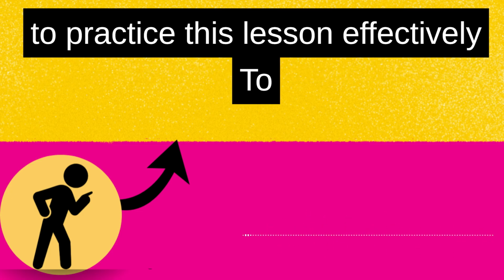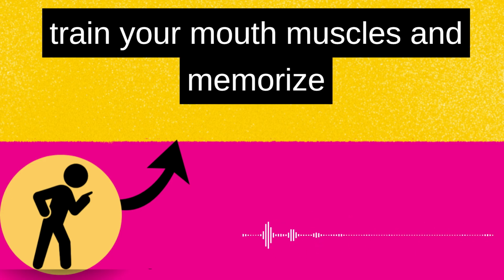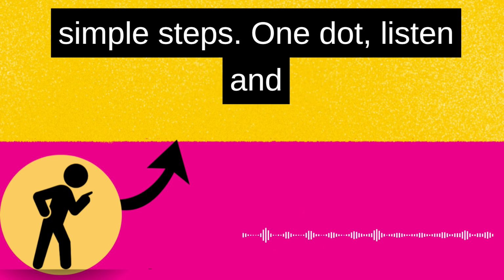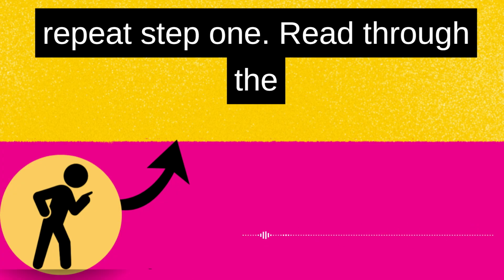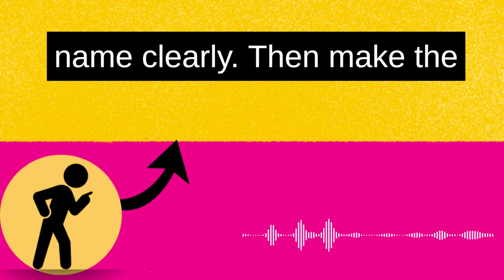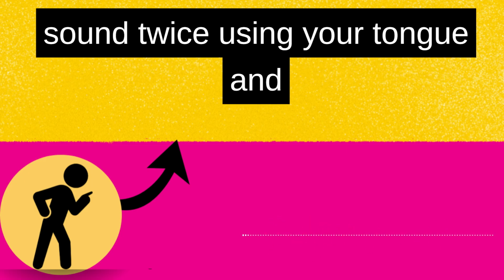How to practice this lesson effectively. To train your mouth muscles and memorize these sounds quickly, follow these 3 simple steps. 1. Listen and repeat. Step 1. Read through the chart from A to Z. Say the letter name clearly, then make the sound twice using your tongue and lips.